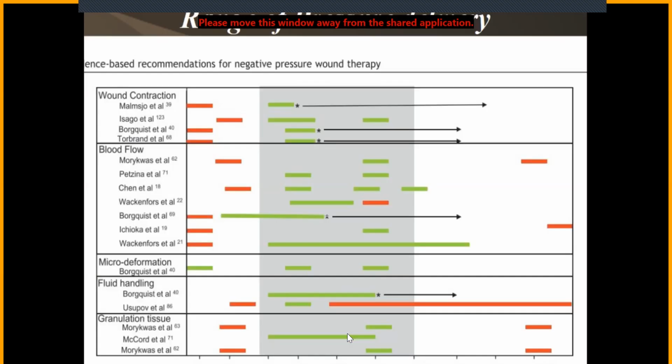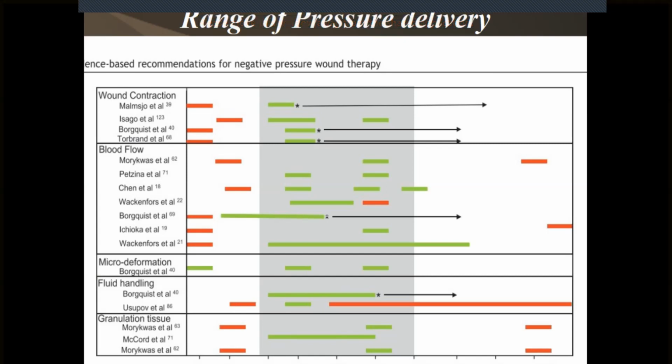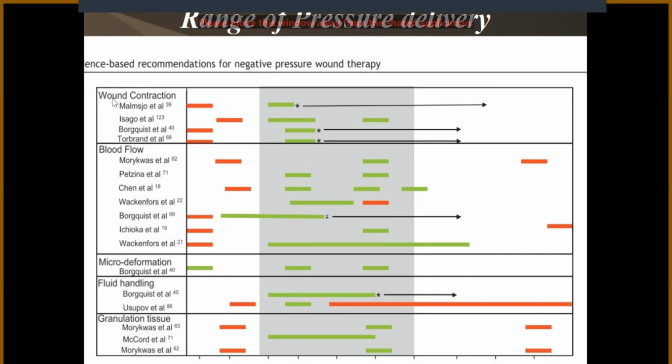Now, coming to the range of the pressure, and the effect of the range of pressure on various parameters. The applied pressure was from 0 to more than 200 mmHg. Here we can see that the optimal wound contraction is from -50 to -150 mmHg in these 1, 2, 3, 4 studies.